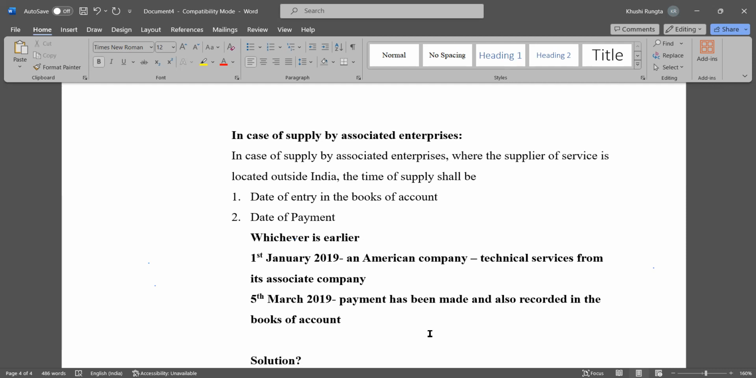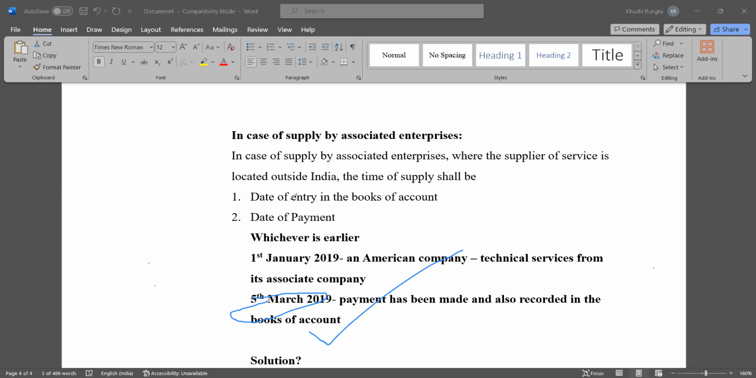Now, as I told you, you have to see two dates: the date of entry in the books of account and the date of payment. And the question says that payment has been made and also recorded in the books of account on the same date. So your answer will be 5th March 2019. Done? I hope it is very clear. So we have basically discussed the default rule for time of supply of both goods and service. Then in reverse charge mechanism, the time of supply of goods and time of supply of service. Then we have concluded with the time of supply by associated enterprises.